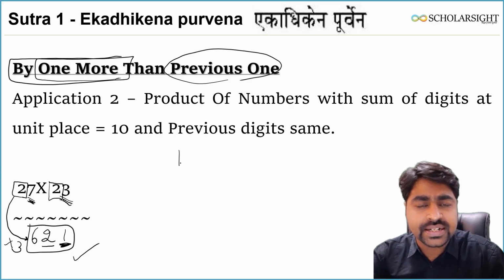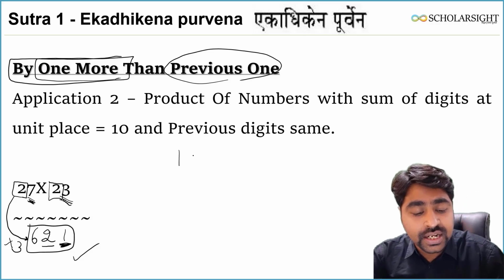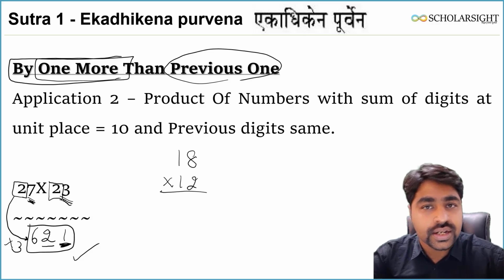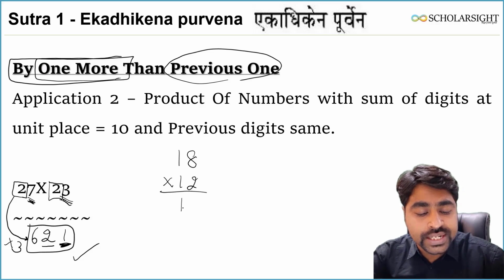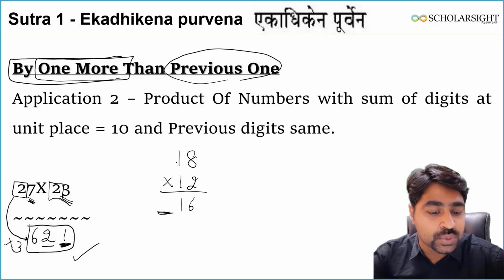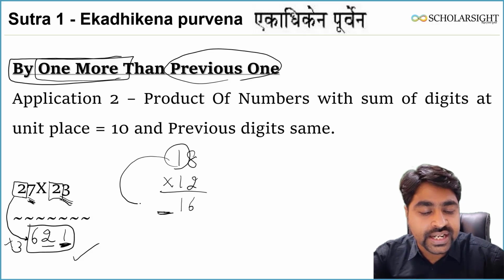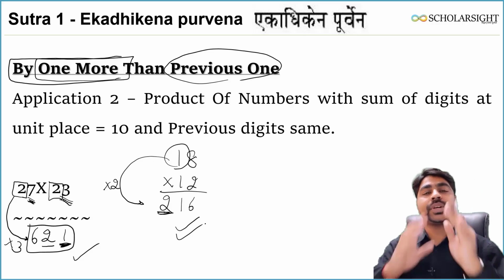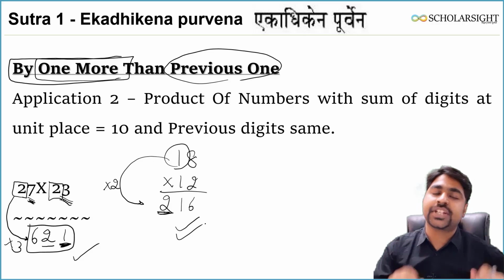So let me take a very simple example. Let's say I'm taking 18 into 12, right? How to do it? 8 into 2 is going to be 16 and the previous number is 1 and 1 getting added by 1 means 2. So 1 into 2 is going to be 2. So 216 is going to be your answer. I hope you were able to understand the application of this.